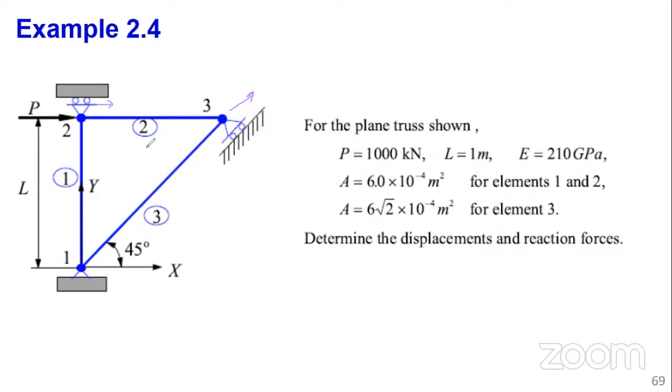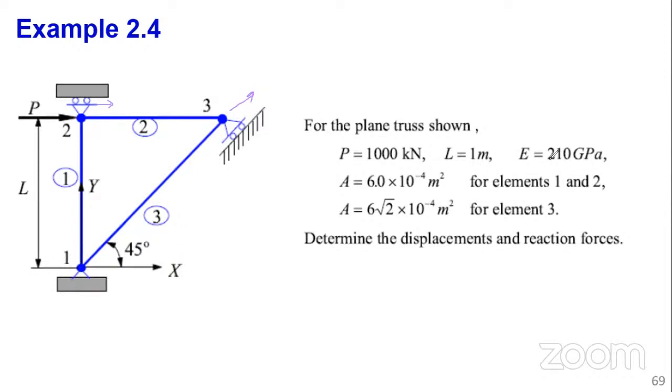Now, the first thing that you need to do is to get the global finite element equation. And to do so, you need to get the global stiffness matrix for this structure. So this is a question. Now, the value of the load applied at node P is given. The length L here is given as 1. Remember, with this angle 45 and this being right angled, of course, you can get the length of all the other members.